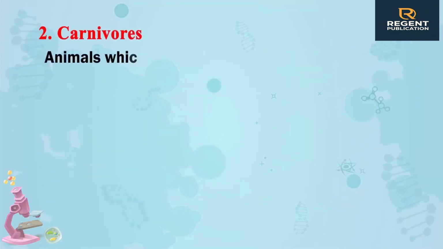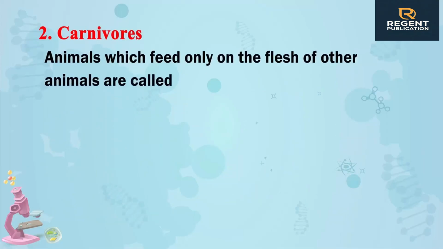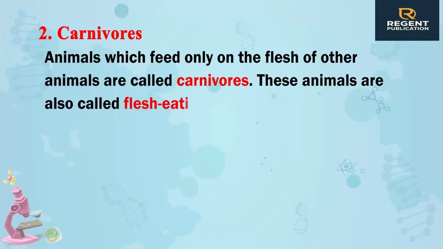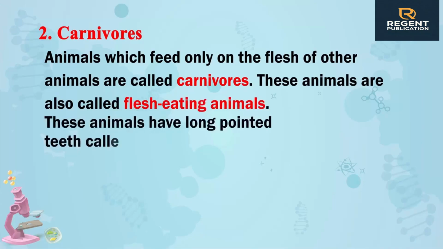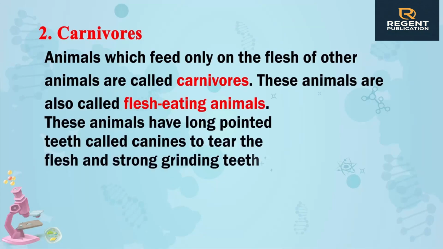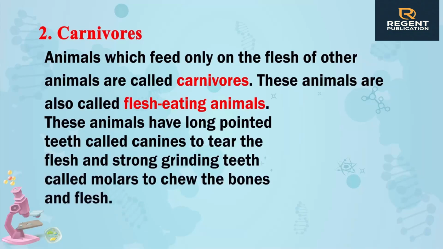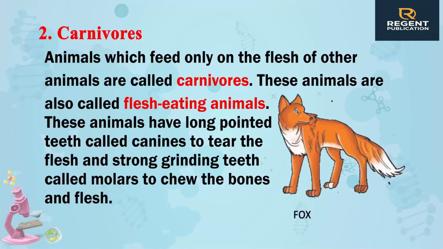Carnivores. Animals which feed only on the flesh of other animals are called carnivores. These animals are also called flesh-eating animals. These animals have long pointed teeth called canines to tear the flesh and strong grinding teeth called molars to chew the bones and flesh.